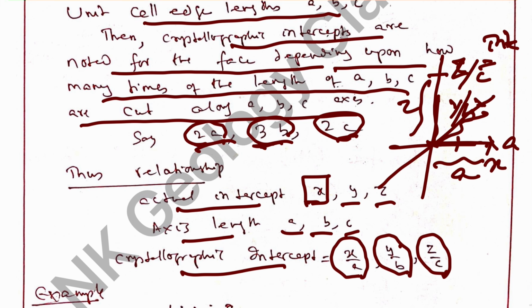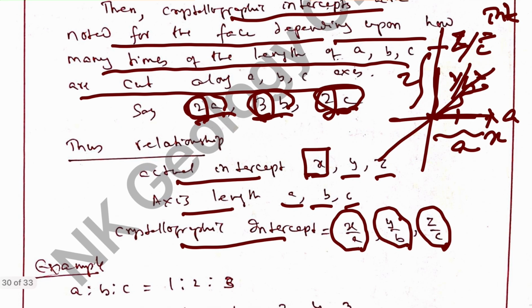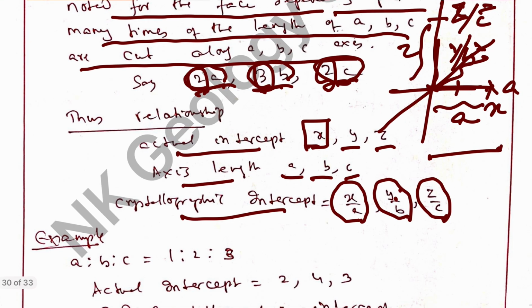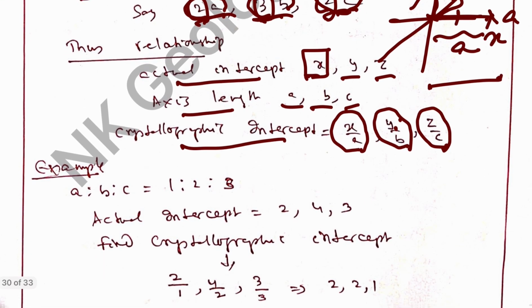So 2a, 3b, 2c. Here 2 is the intercept, 3 is the intercept, 2 is the intercept: 2 times a, 3 times b, 2 times c. So this is the crystallographic intercept x by a, y by b, z by c, where x represents the actual length from the origin to the point where the face cuts, y the actual length along b where the face cuts, and z the actual length that the face cuts along c. That's why to know the intercept we divide x by a, y by b, z by c.